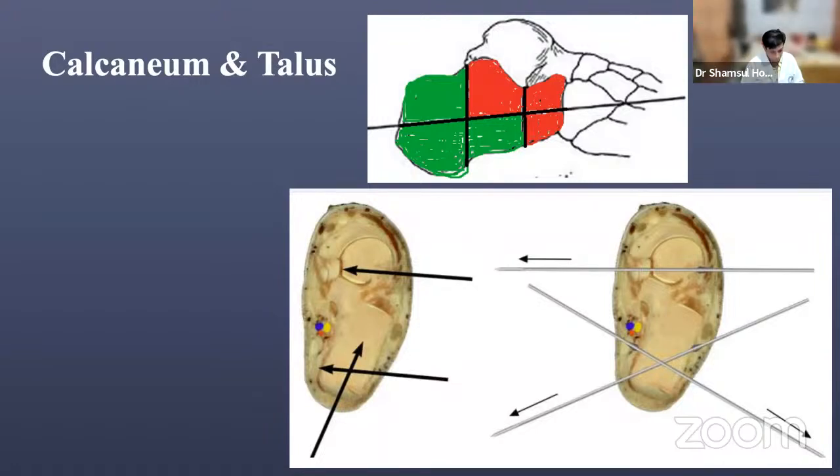One can also use 2 half pins, one from lateral to medial and the other from posterior to anterior, remaining inferior to the insertion of the tendo Achilles. And in the talus, 1 half pin or 1 wire can be placed from lateral to medial.